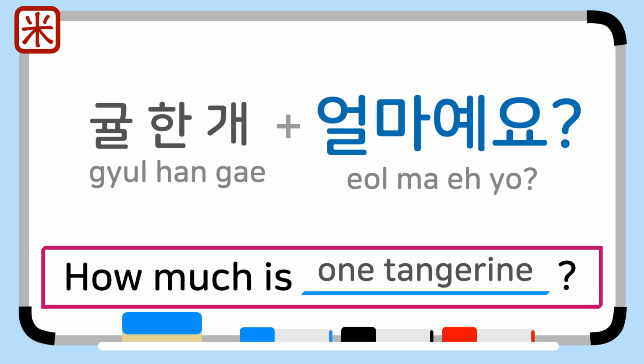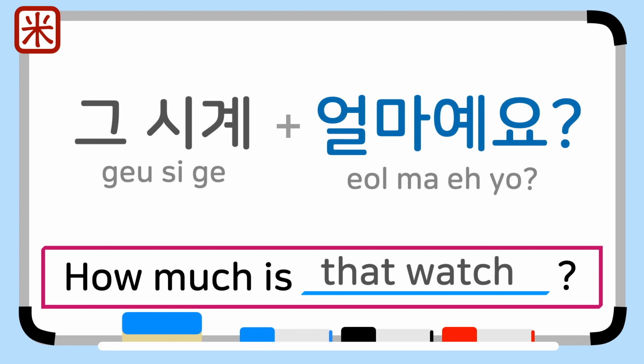귤 한 개. One tangerine. 귤 한 개 얼마예요? How much is one tangerine? 그 시계, that watch or that clock. 그 시계 얼마예요? How much is that watch?